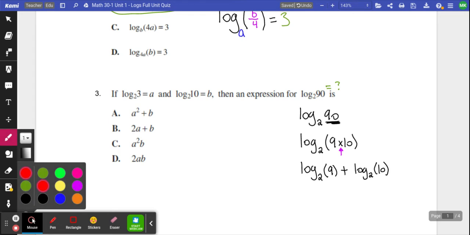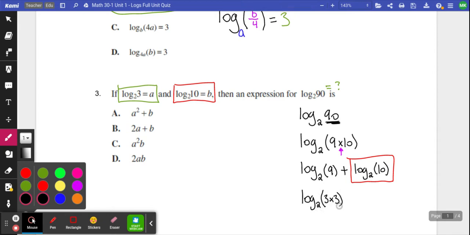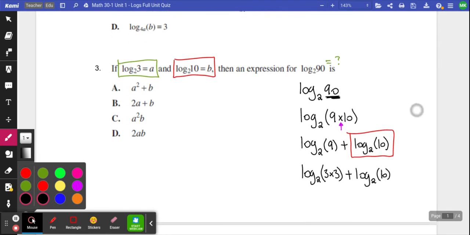Okay, so we're partway there. Log 10 equals b. There's my log 10. What I don't have yet is a log 3. So I need to take this guy and break it up again. Log 2 of 9 could actually be 3 times 3. That means I could write that as log 2 of 3 plus log 2 of 3 plus log 2 of 10.